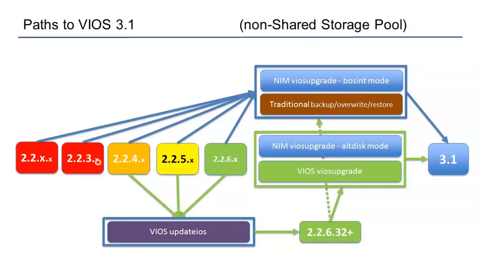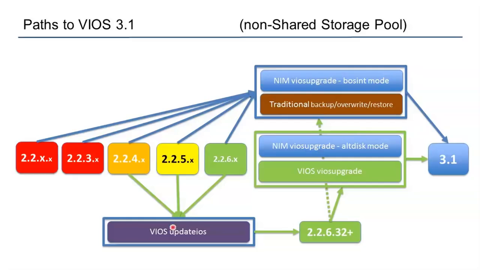If you're on any of these older versions, and of course these ones in red you should not be on, but skipping around that, you can use the NIM boss install method. That's effectively automating the traditional method for you. Traditional method, you take the backup, do the NIM install, and then you do the restore, whereas this is all being done for you via the VOS upgrade boss inst command.